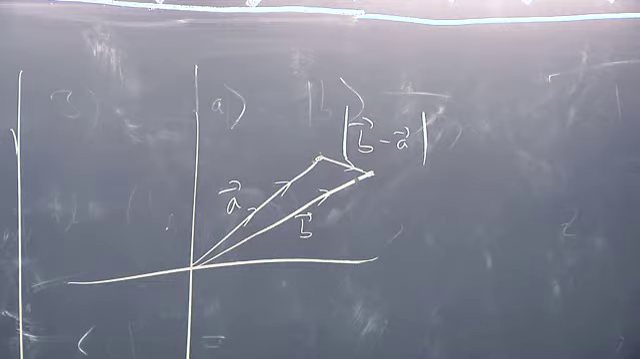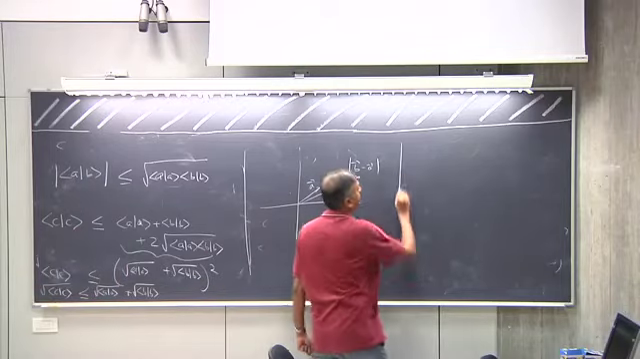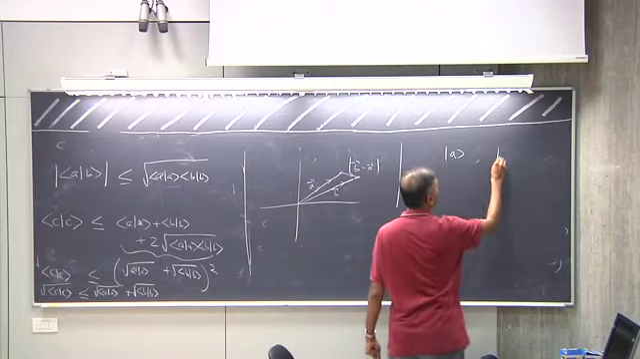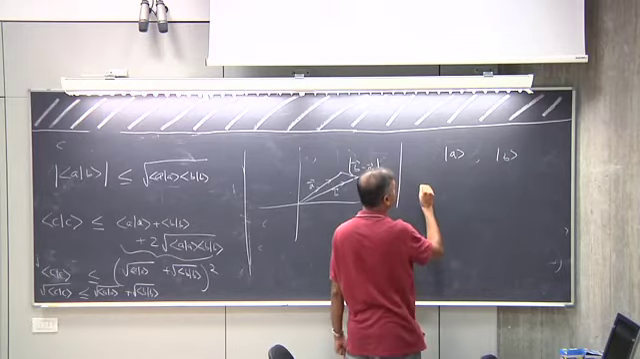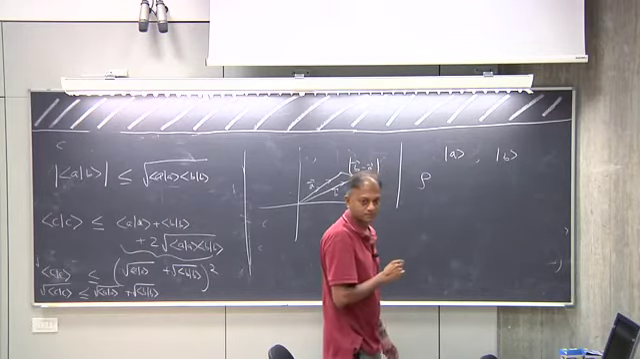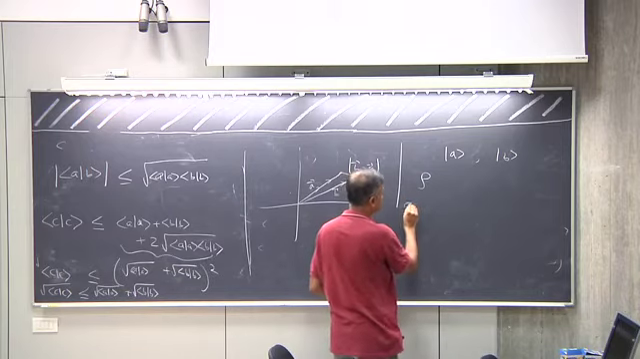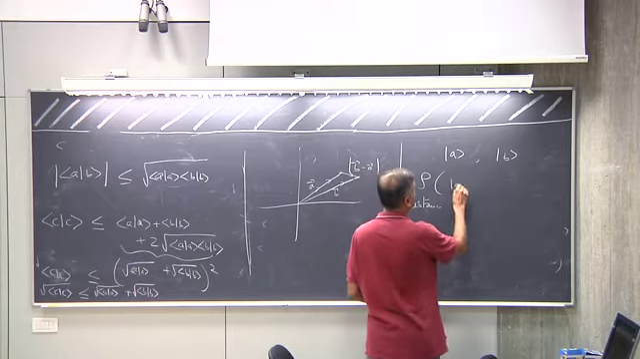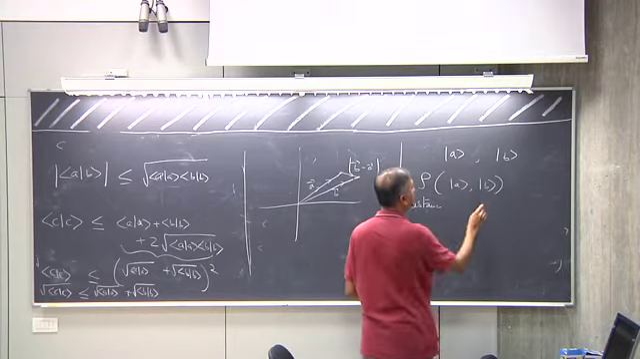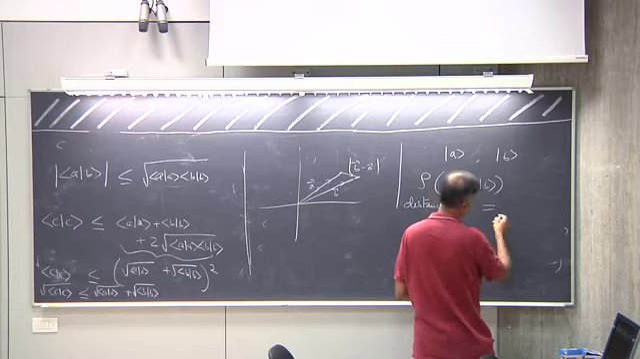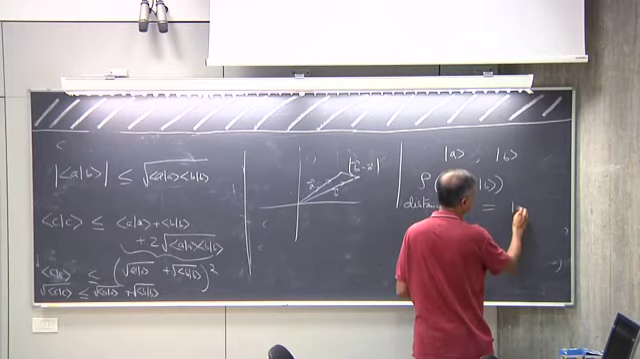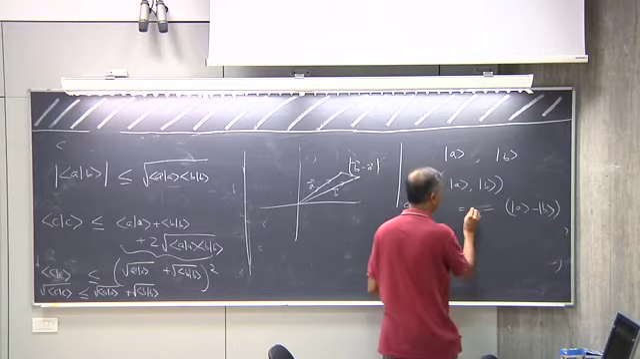Now in general, not just in the plane, the idea is exactly that. If you give me two vectors A and B, then the distance between them, which we'll denote by rho, I will write it like this: rho(A, B). This is by definition the length of A minus B, the length of this vector.